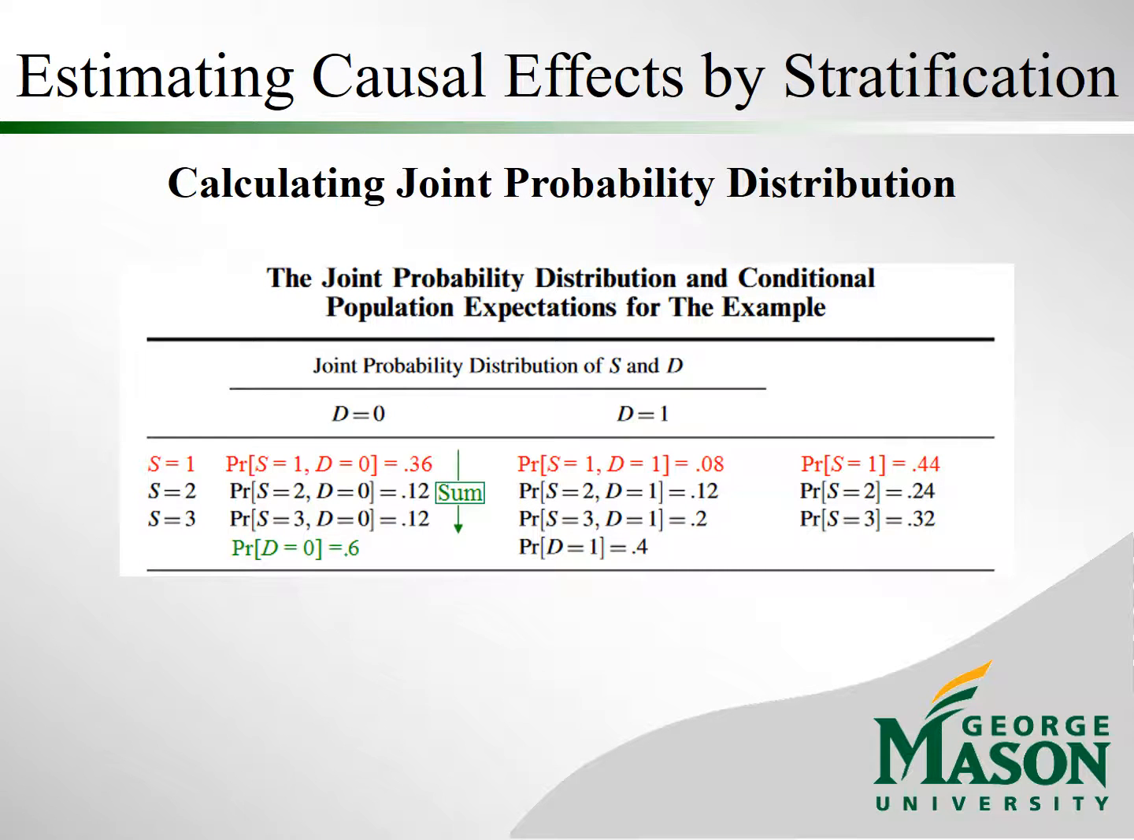We begin by first calculating the joint probability of S, our stratified variable, and D, our treatment, where the probability of group 1, where S equals 1 and D equals 0, or the control, is 0.36, and the probability of group 1, where S equals 1 and D equals 1, or the treatment, is 0.08, and the joint probability is 0.36 plus 0.08, which equals 0.44. And the probability of the control state is equal to the sum of the probabilities of each group, S equals 1, S equals 2, and S equals 3, where D equals 0. In this case, it is 0.36 plus 0.12 plus 0.12, which equals 0.6.